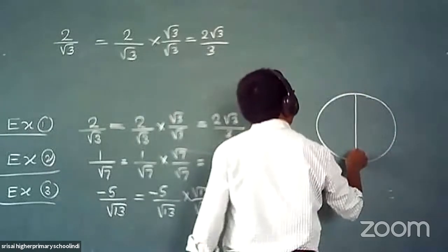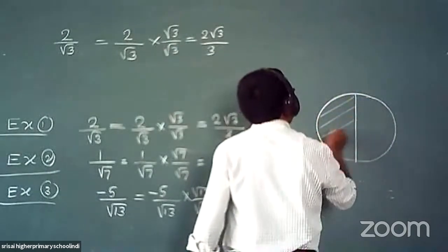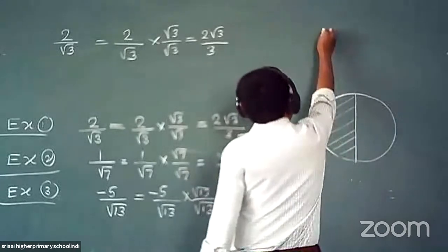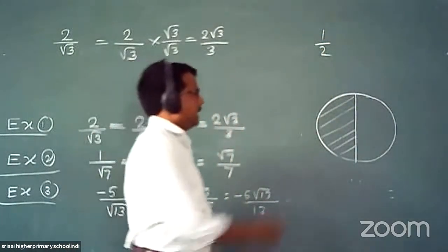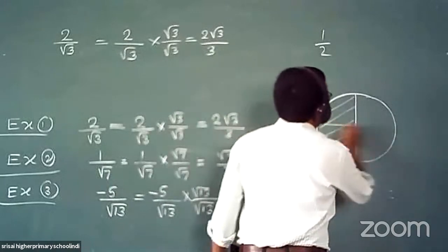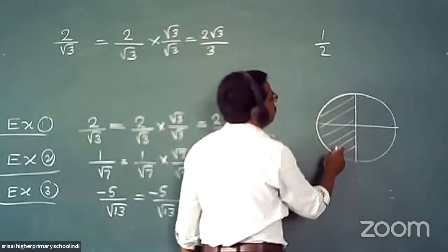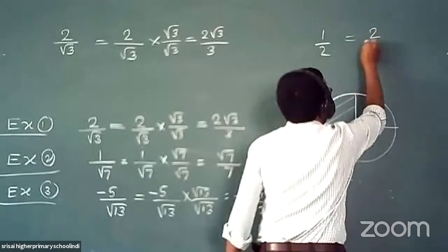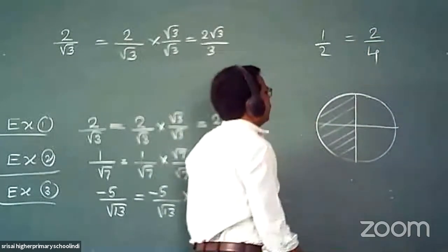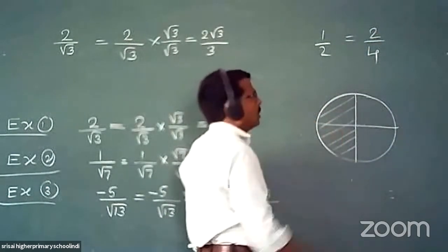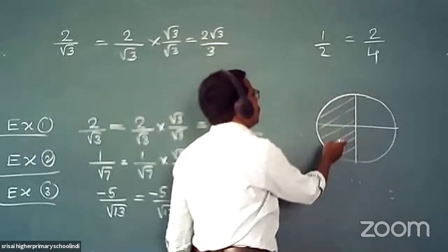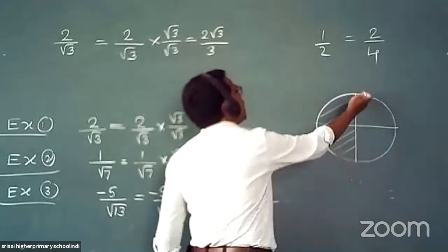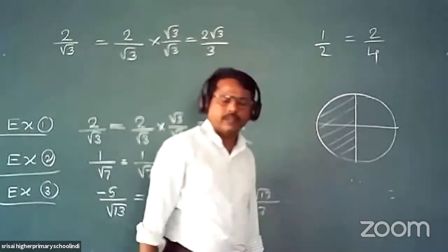For example, this is half a cake. Half. Correct? The shaded portion is half. How much is this now? This is 2 by 4. Both together, 2 by 4. Total 1, 2, 3, 4 parts are there. Taken 2. 2 by 4 is also half. 1 by 2 is also half.